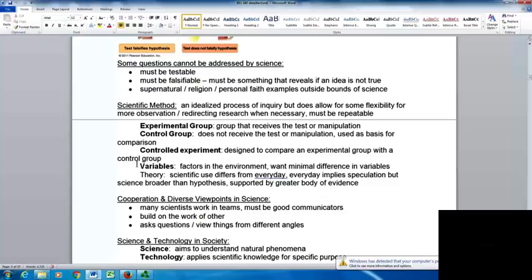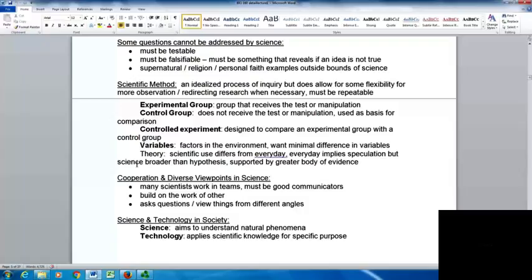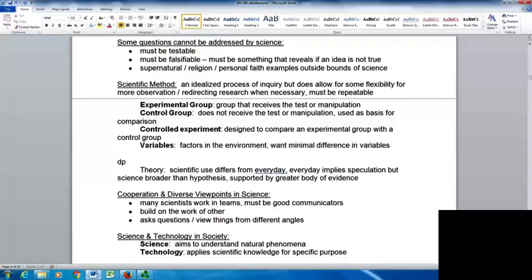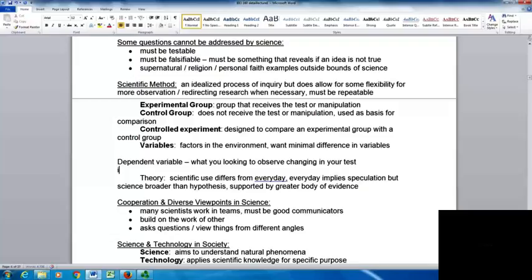Your variables are the factors in the environment. You want to minimize the difference in these variables. So there are two variables we look at. I'm going to type them in here. You're going to need to add them into your notes. So you're going to have your dependent variable. This is going to be what you are looking for to change. And then you're going to have your independent variable. This is going to be what you manipulate to see if there is a change.